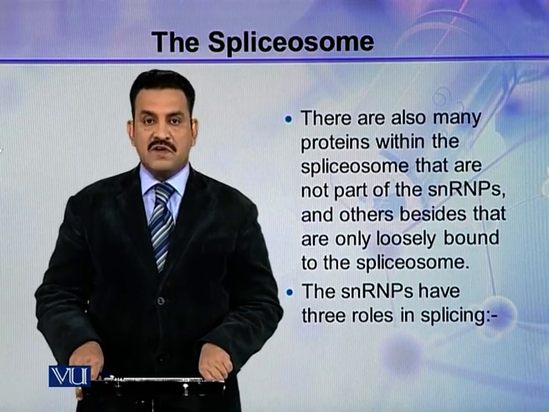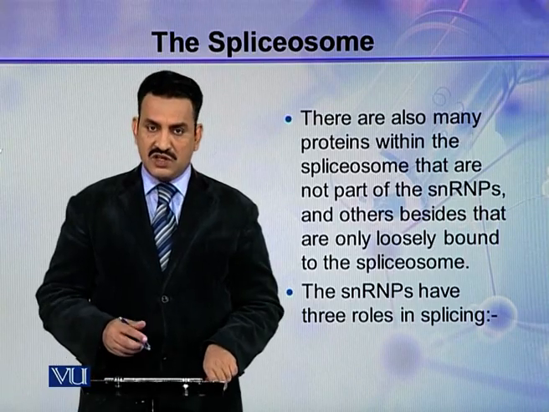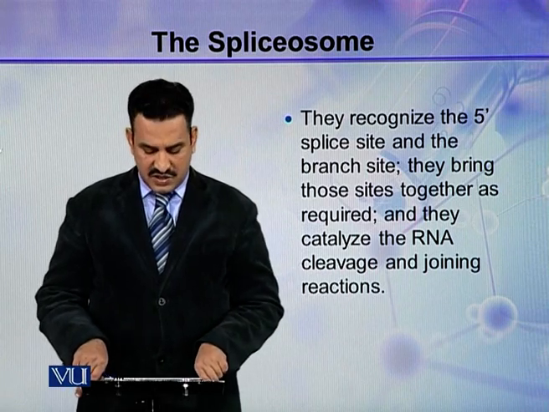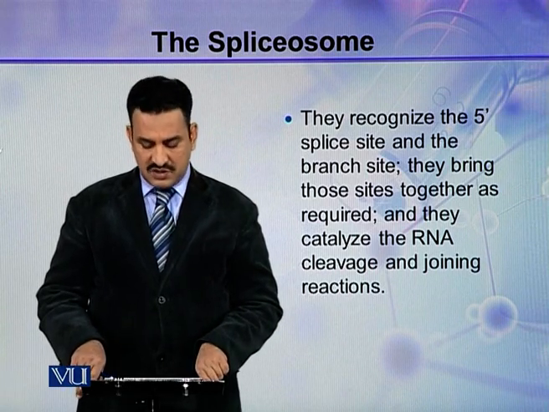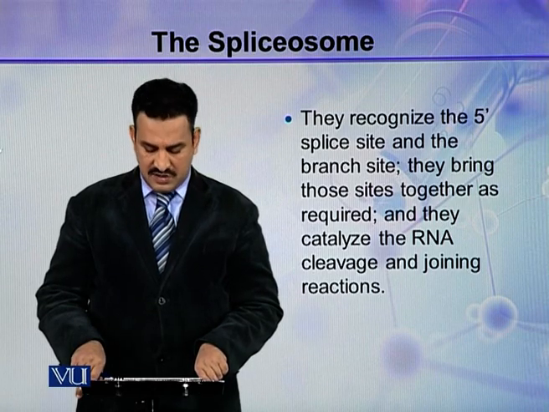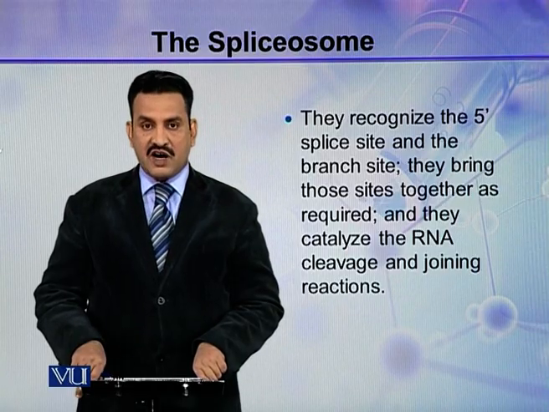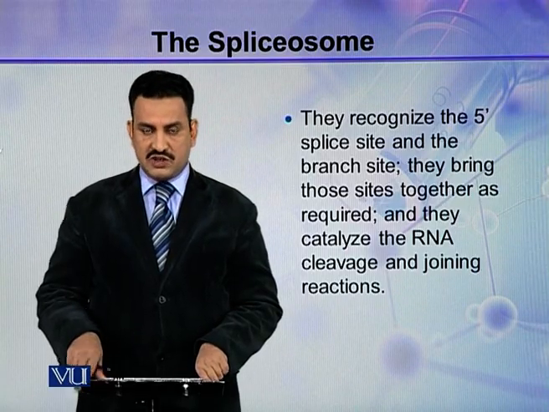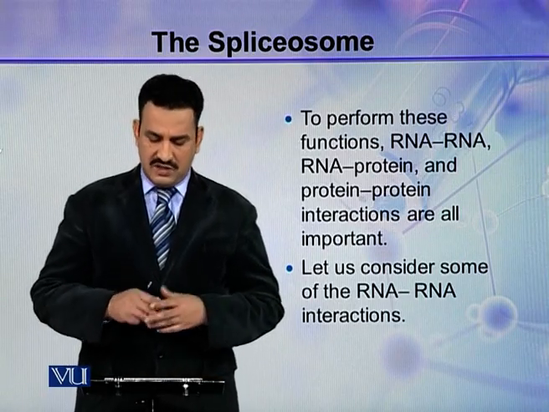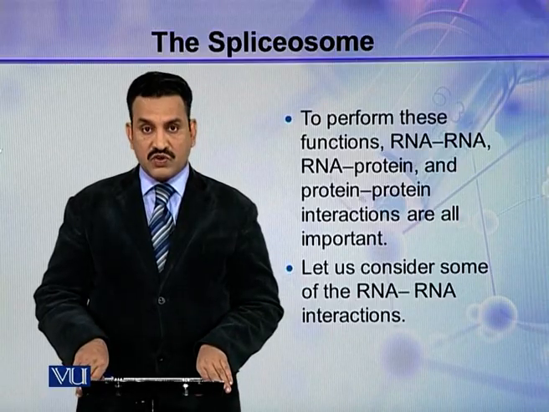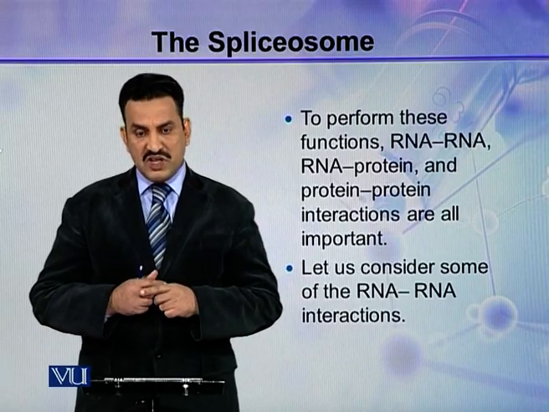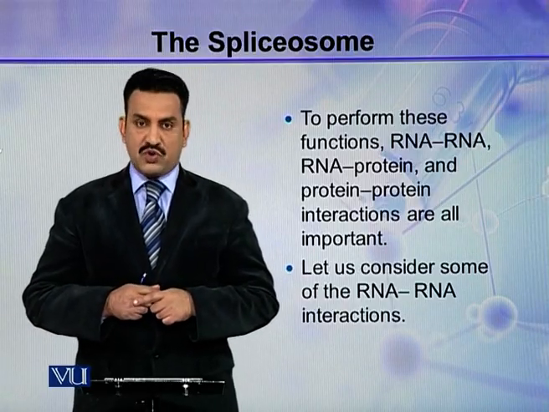The SNRPs have 3 main roles in splicing. First, they recognize the 5' splice site and the branch site. Second, they bring those sites together as required. And third, they catalyze the RNA cleavage and joining reactions. So, these 3 are performed by these SNRPs. To perform these functions, RNA-RNA, RNA-protein and protein-protein interactions are all important.